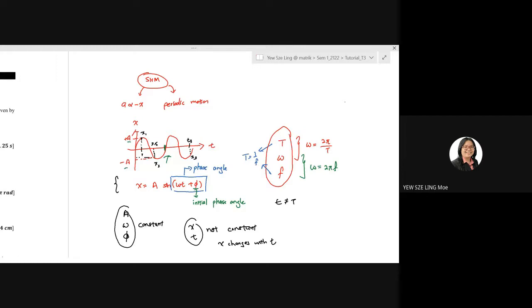I give you a bit of time to note down the summary. So this is a quick revision on the things that you need to know about simple harmonic motion: how to use its equations, how to transform from graph into equations, and how to construct equations. So 2 minutes for you to write down the summary. If you have any questions, you may ask.